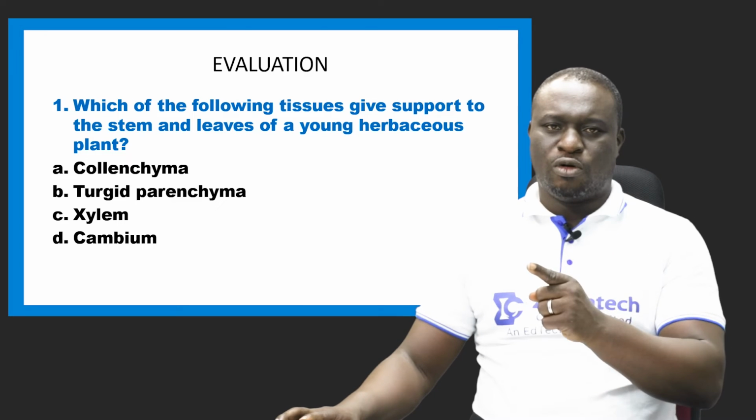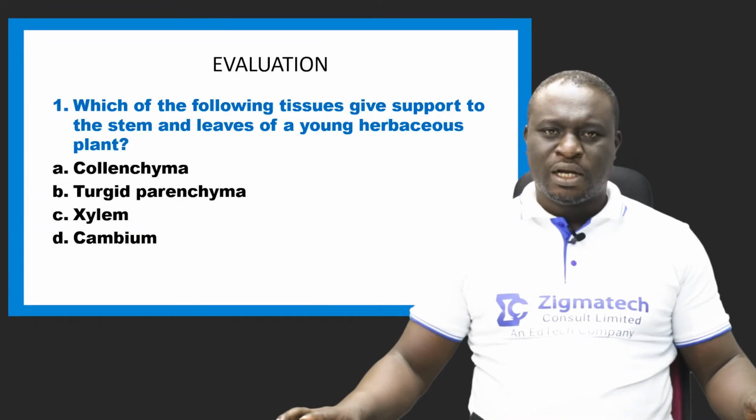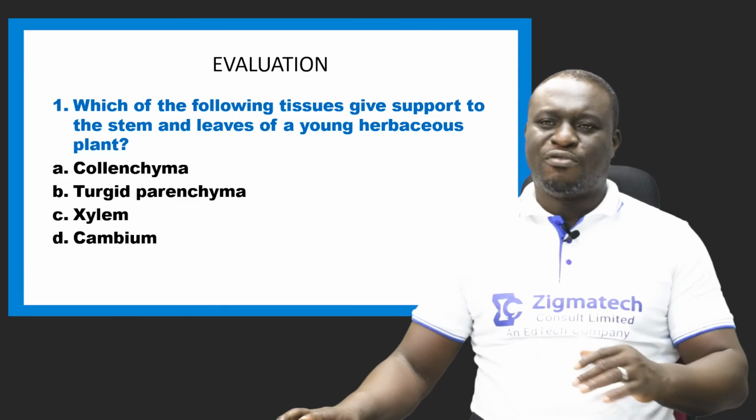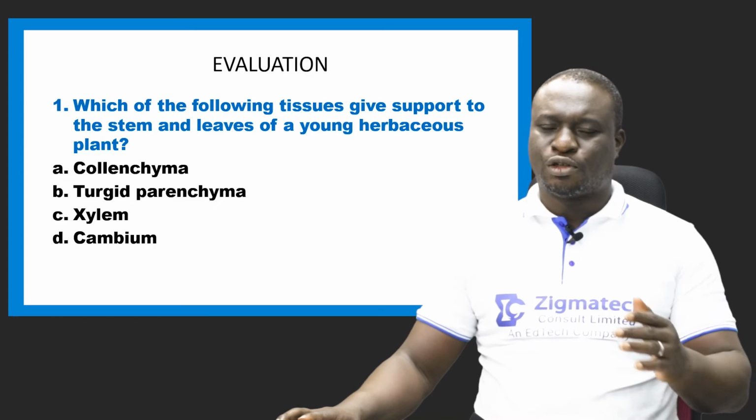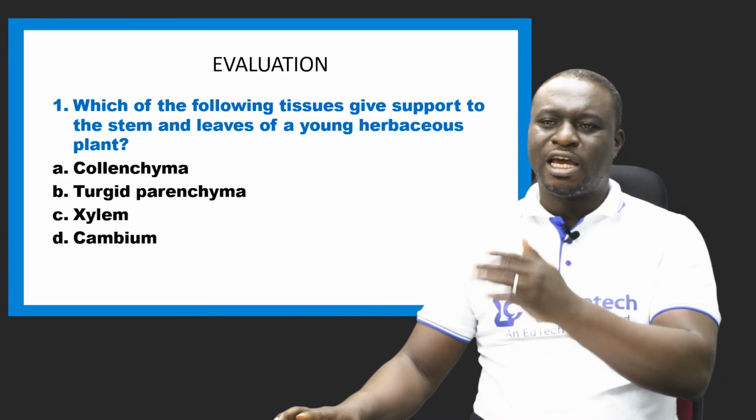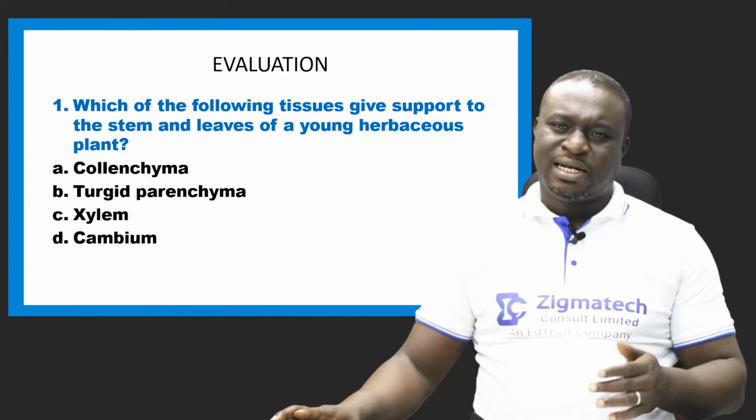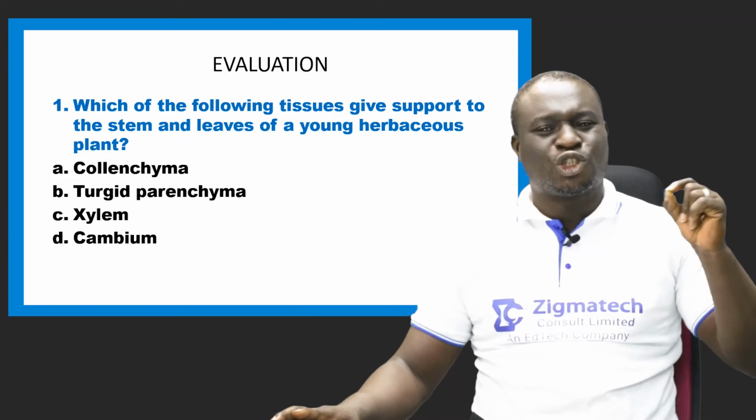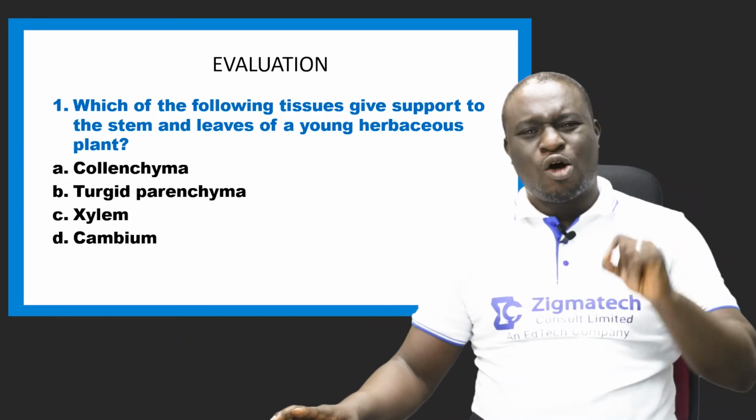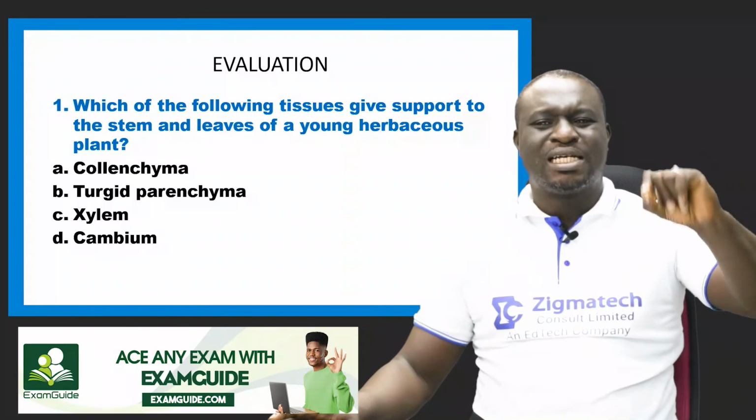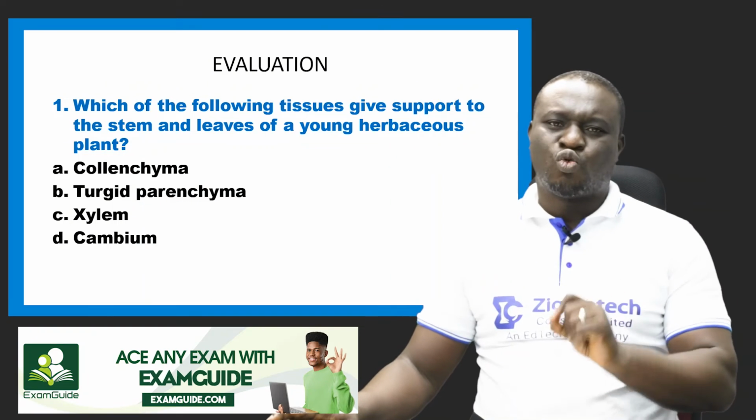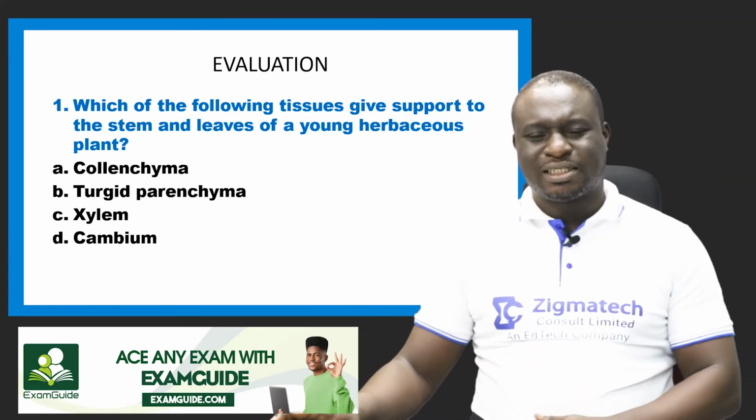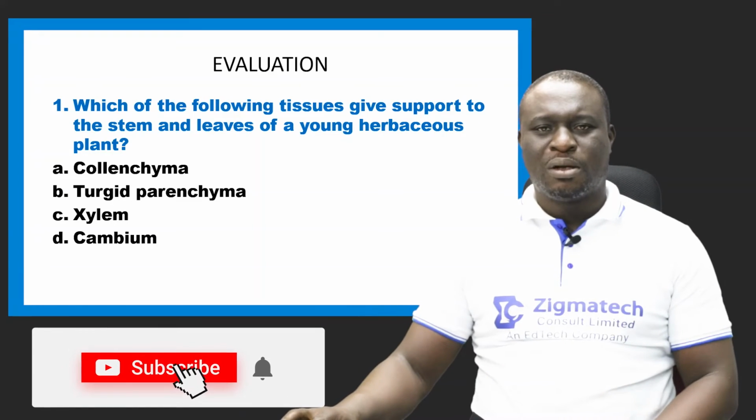But before we go, let's take a look at some questions here, and also with the exam guide app. Question 1. Which of the following tissues gives support to the stem and leaves of a young herbaceous plant? The correct option, if you go back, is B, turgid parenchyma. We said that was one of the functions of the parenchyma tissue. They provide support to the stem and the leaves of a young herbaceous plant.